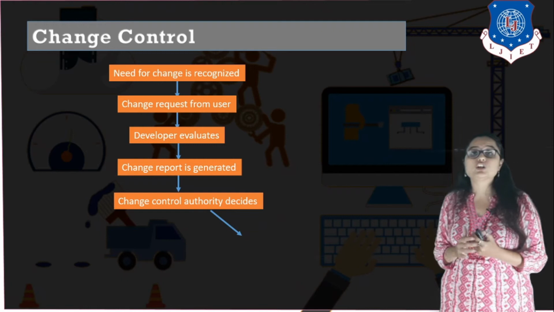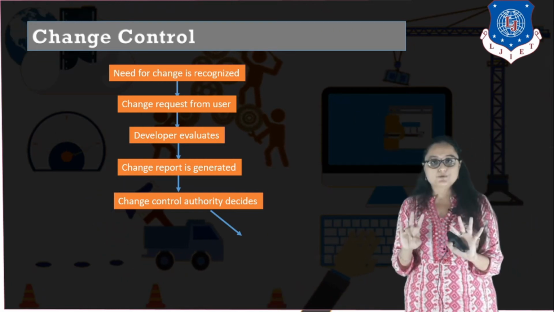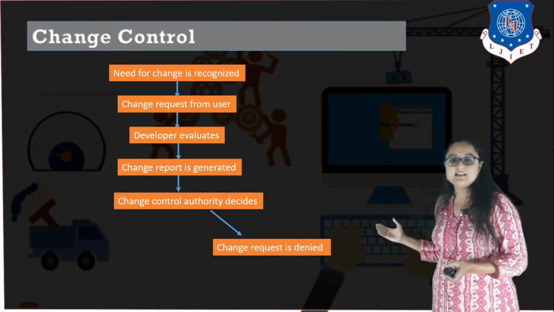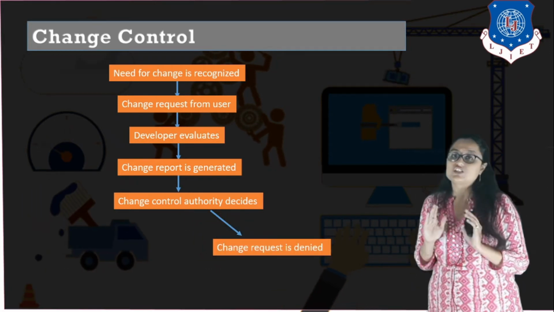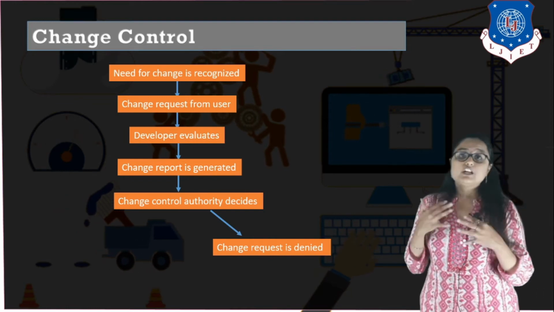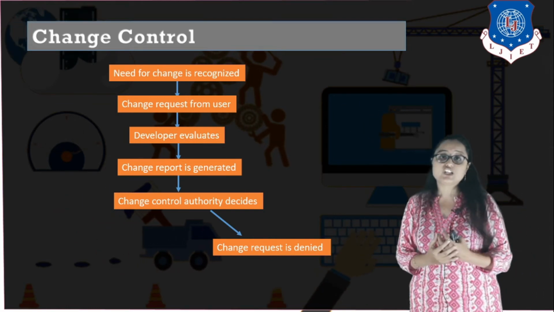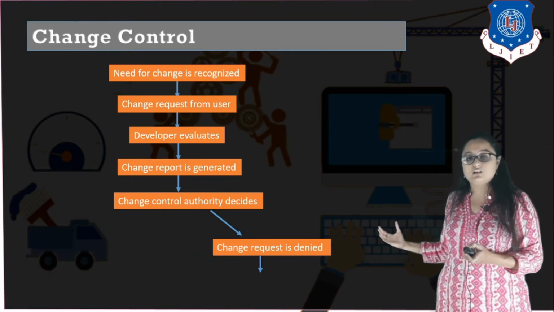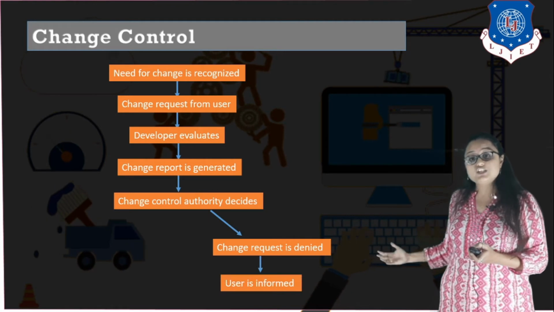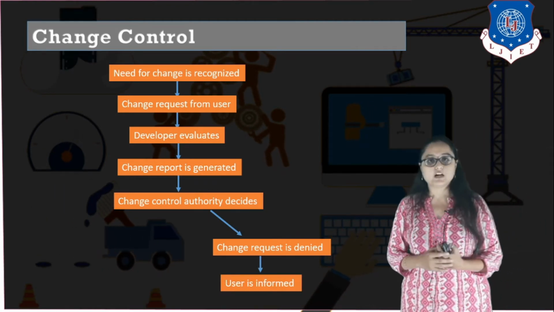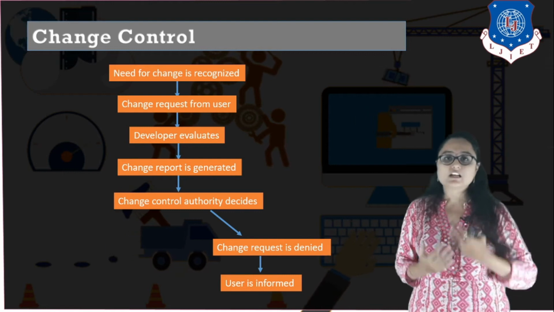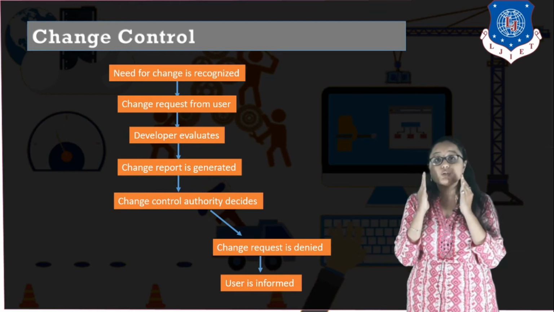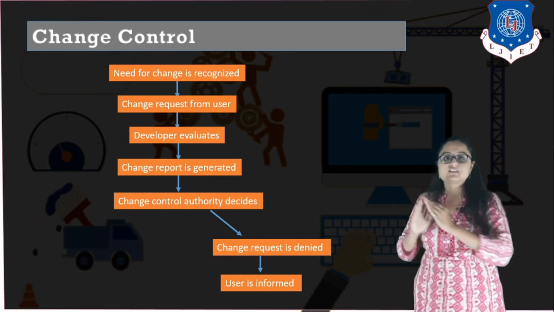Now this change control authority will have two options. After evaluating the whole change report, he may decide that this change request is not genuine or it is not feasible. We cannot change the configuration item which is requested by the user. So he may deny the request. And if the change request is denied, the user is informed, right? Through a proper channel, the user is informed that the change request is not accepted, and you have to give the reason why the change is denied.